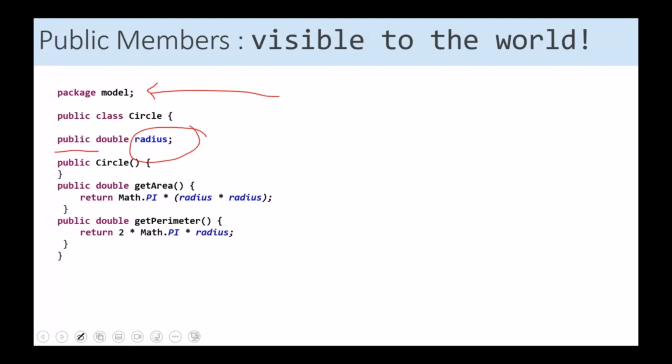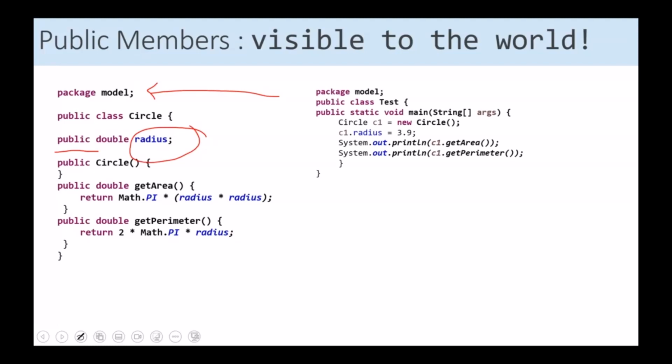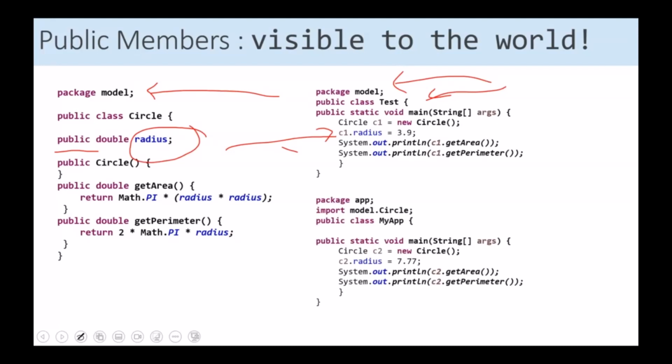Look at this: public double radius. This radius is public, yes or no? Is it available to the class itself? Yes. Is it available to any other class in the package? So look here, what package are you in? What class are you in? This is another class. Can it access the radius directly? Yes, because the radius was declared public. There is no problem accessing it. This is another package.